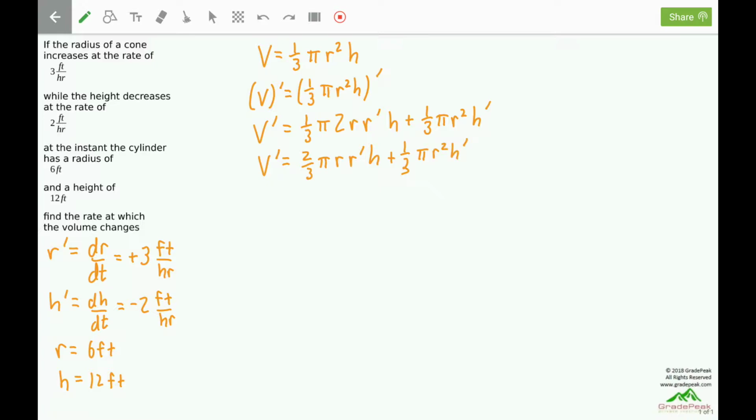Let's plug some numbers in here. v prime will equal 2/3 times pi times r, 6, r prime, 3, h, 12, plus 1/3 times pi times r squared, 6 squared, times h prime, -2.